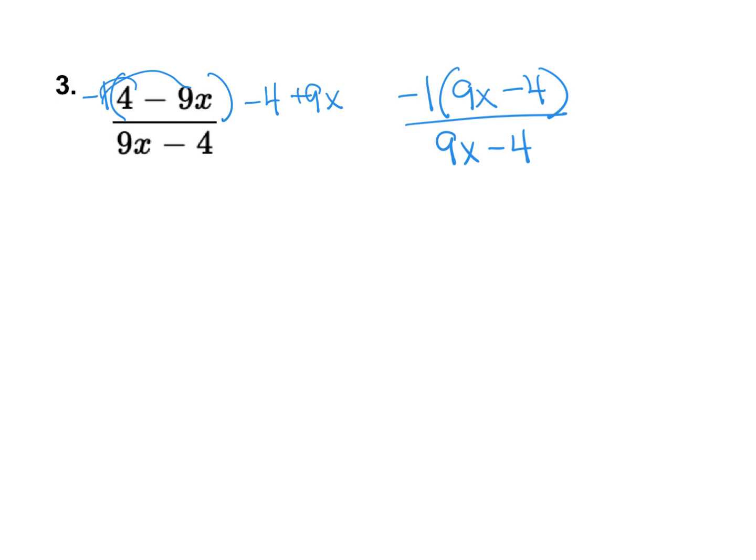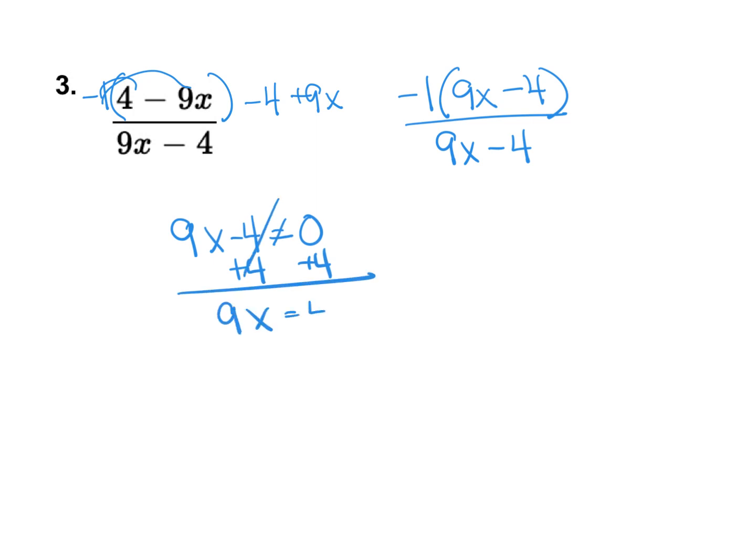All right, so let's then first find the excluded value. And our excluded value then, we'd have 9x minus 4, and then this cannot equal 0. So we're going to add the 4.